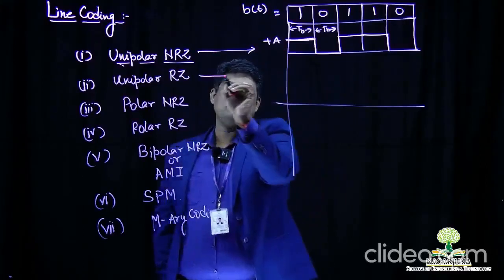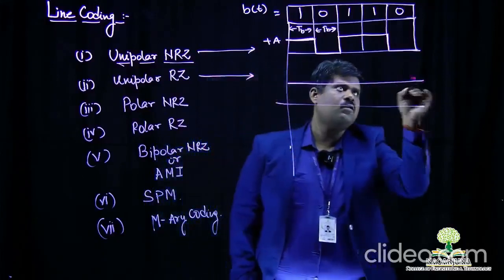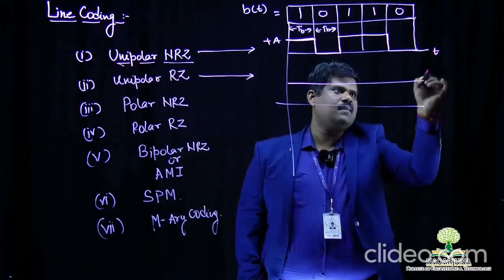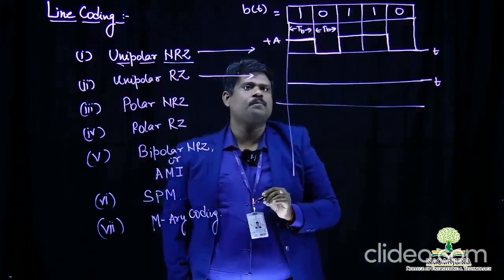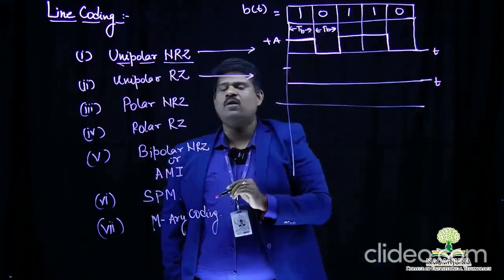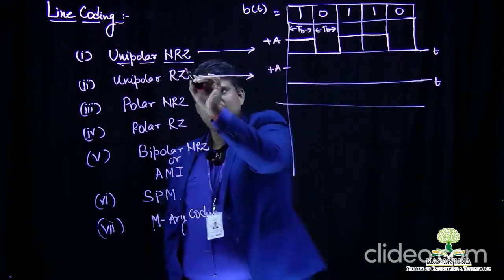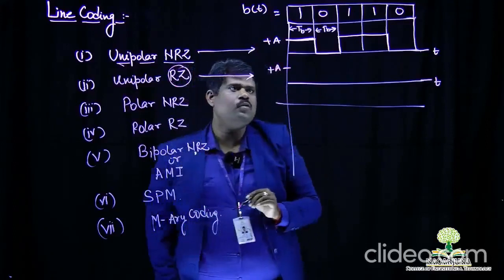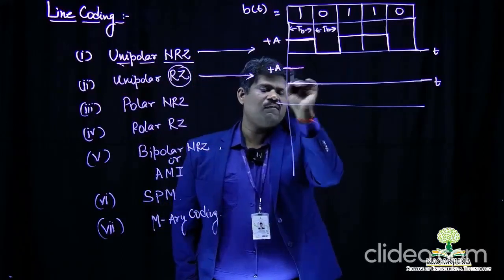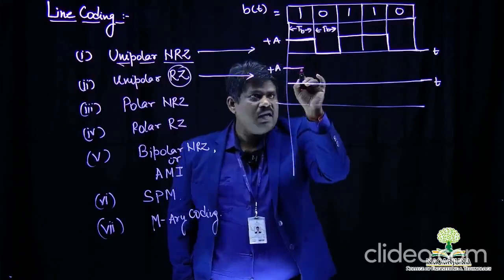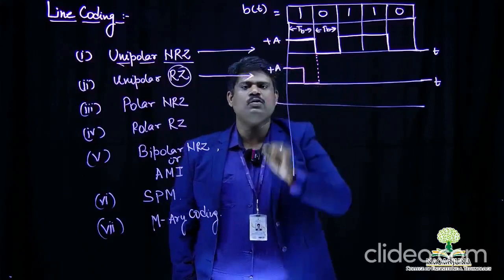The next line coding technique is unipolar RZ. Let's draw one more axis, the time axis. Again for symbol 1, in unipolar RZ the voltage level will be A. But what is the meaning of return to zero? When symbol 1 is there, for half of the bit interval your pulse will be high, and for the remaining half of the bit interval it will return to 0. That's why the nomenclature is return to zero.